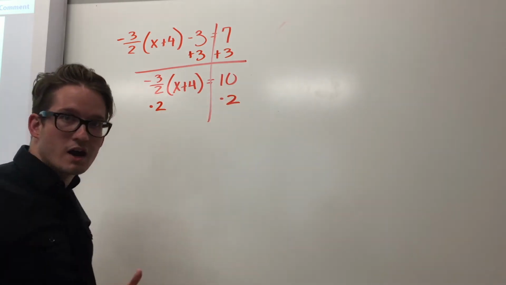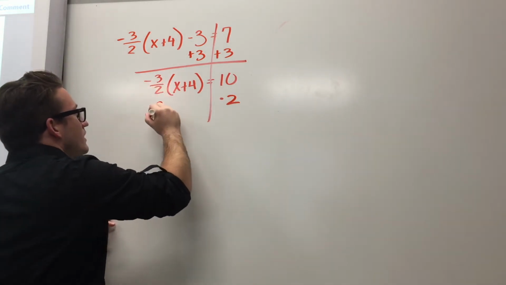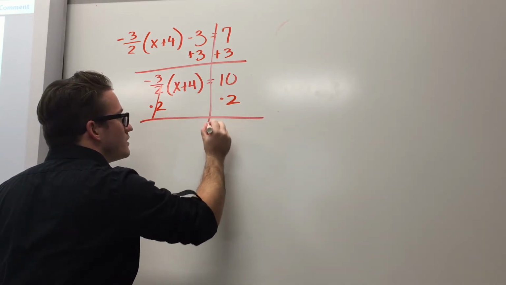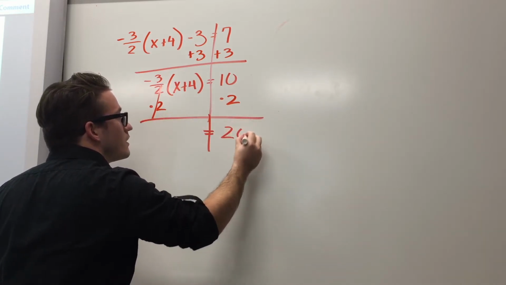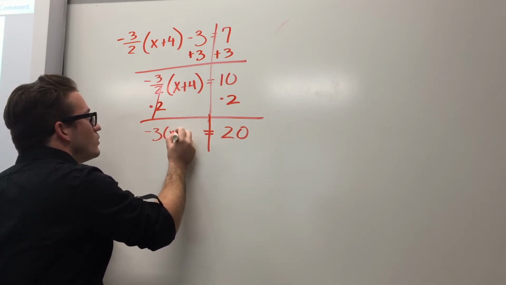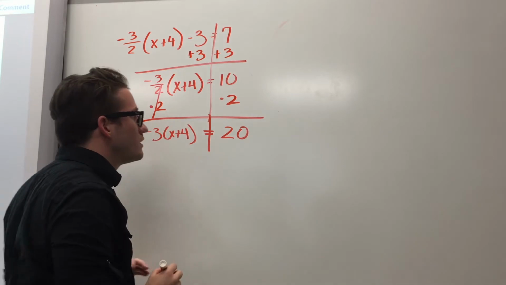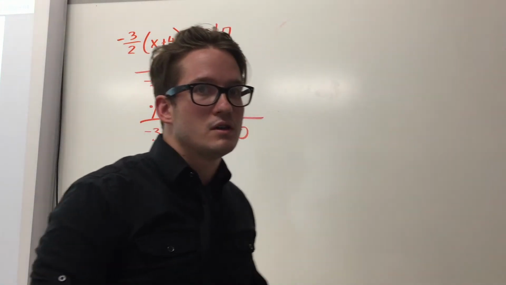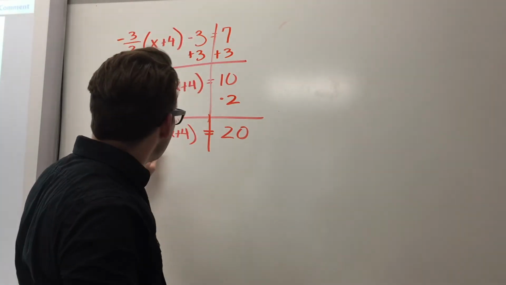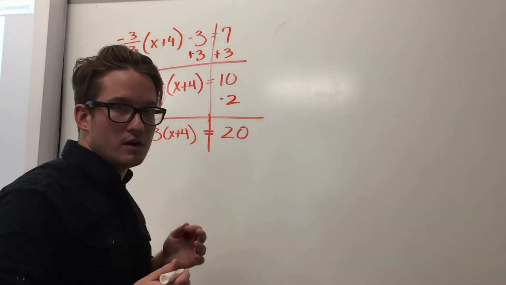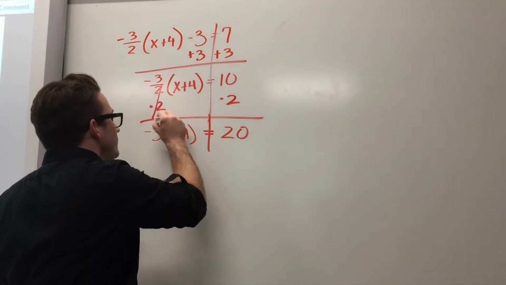I'm multiplying the entire side by 2. That's why these 2 can reduce, and this becomes 20. And I'm left with -3 times (x plus 4) equals 20. Now, we could divide both sides by -3, or we could distribute. I think distributing now would be easier because we have a whole number. It's not as ugly.